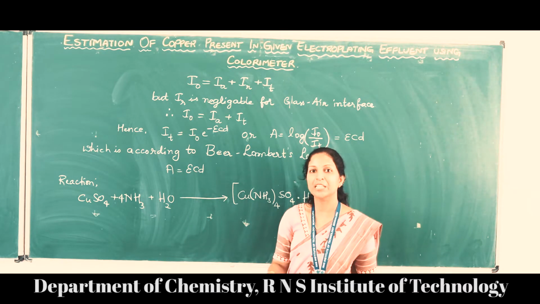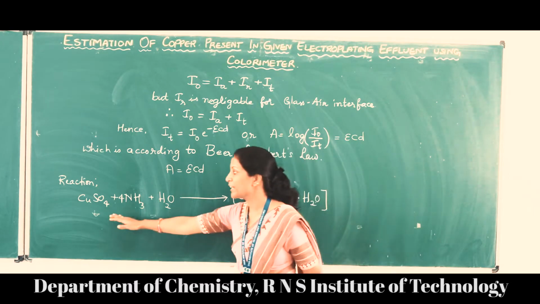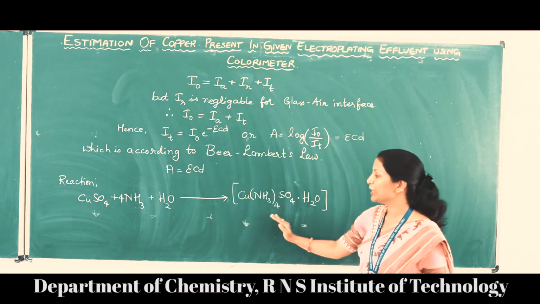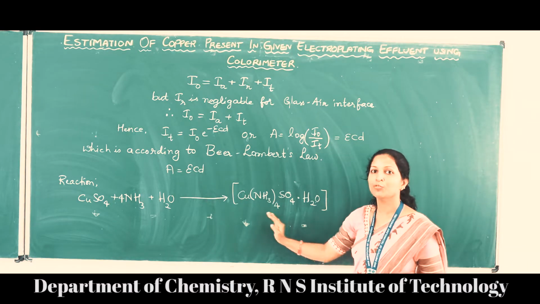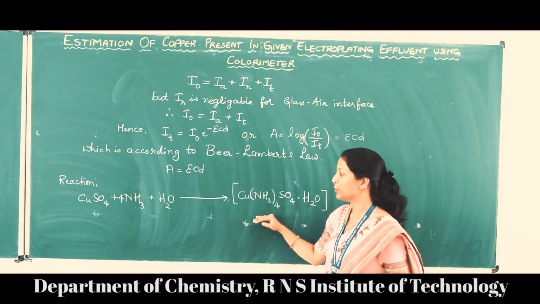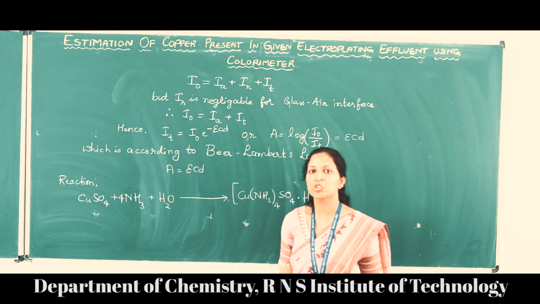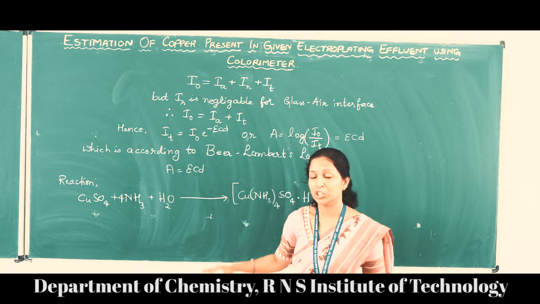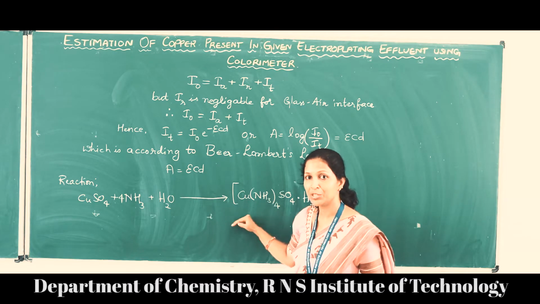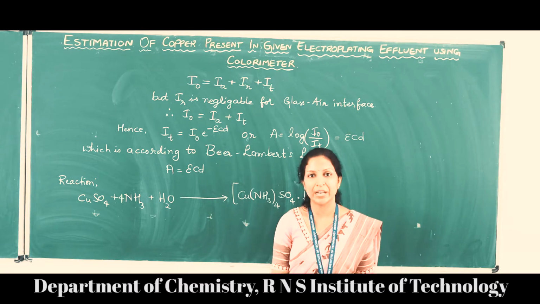We will look at the reaction related to the process. Copper sulfate in the electroplating effluent reacts with a certain amount of ammonia and water to give a deep blue complex of cuprammonium sulfate monohydrate. This deep blue complex has a maximum wavelength at 620 nanometer. So we are measuring the absorbance of this particular complex at 620 nanometer.